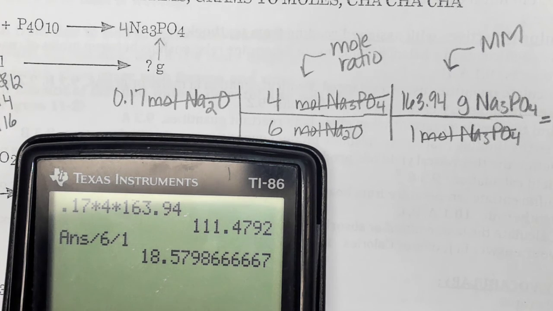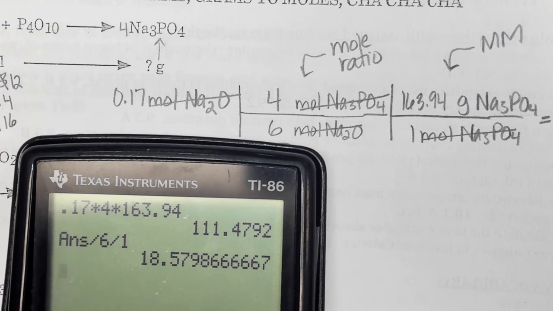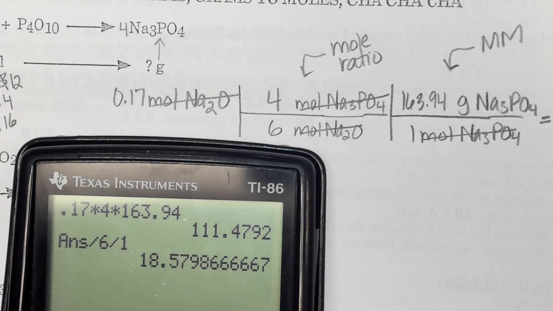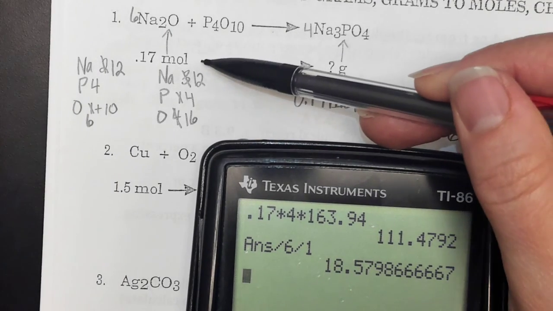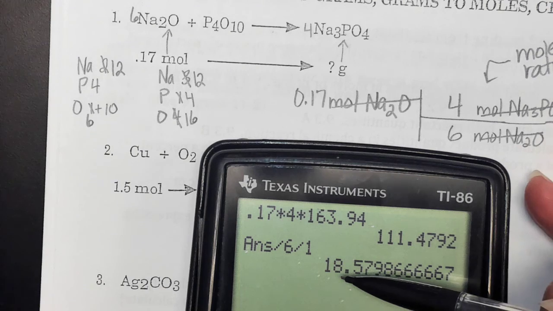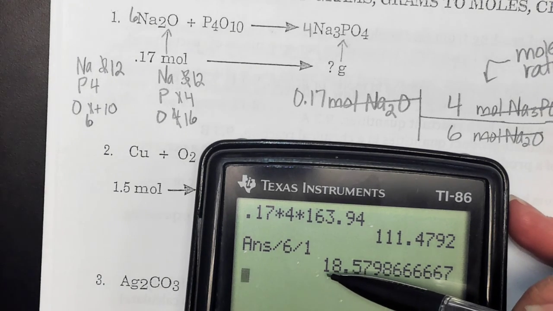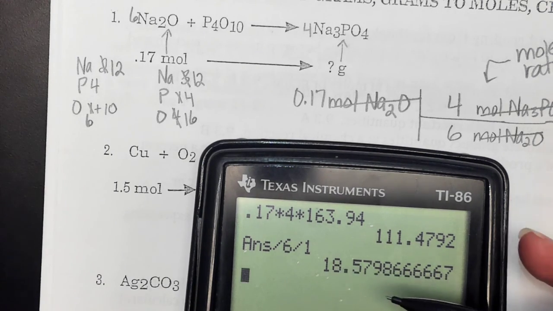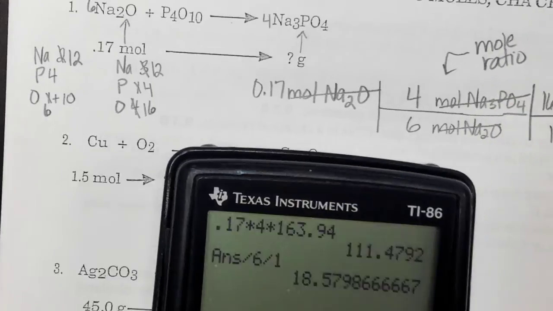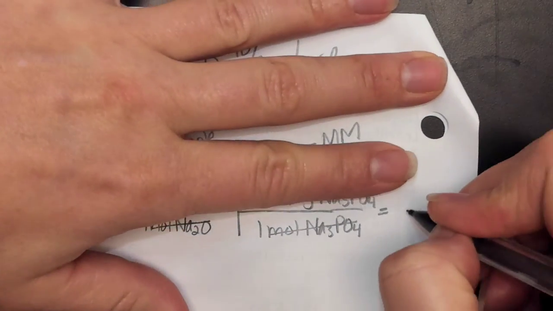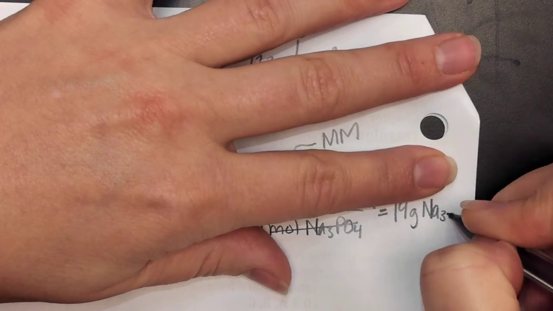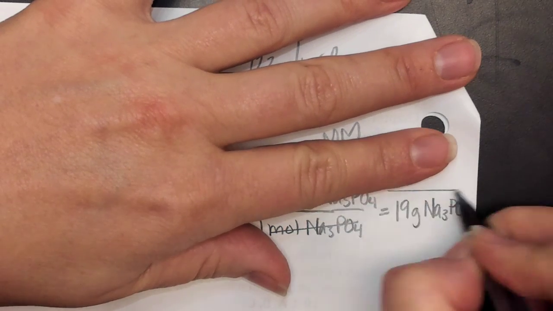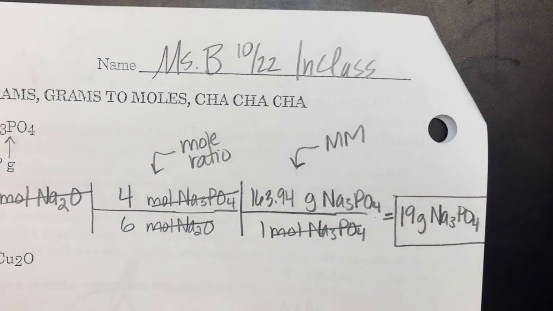And the last thing I ask is how many significant figures should I carry forward? Caleb, how many sig figs should I have in my answer? How many significant figures in the number they gave me? 2. So how many sig figures in my answer? 2. So I keep the 1, I keep the 8. What does the 5 do? Rounds up. So the answer is 19 grams of Na3PO4. And I box my answer.